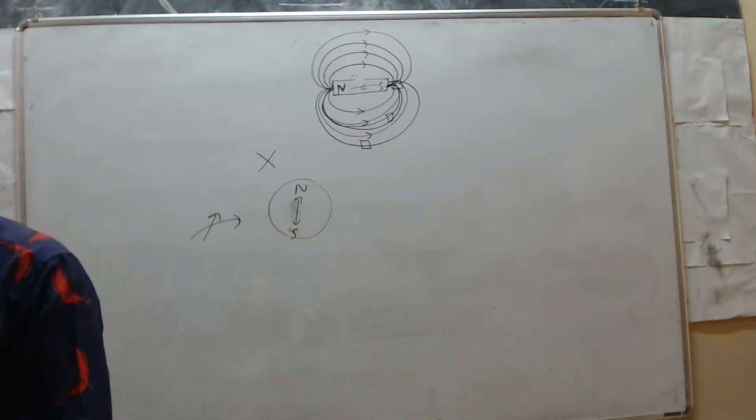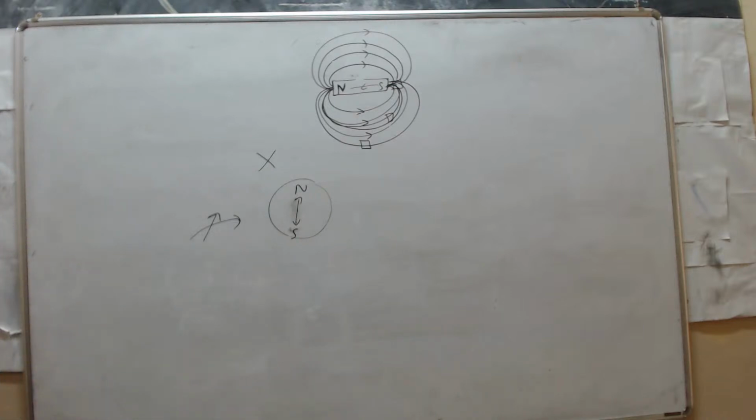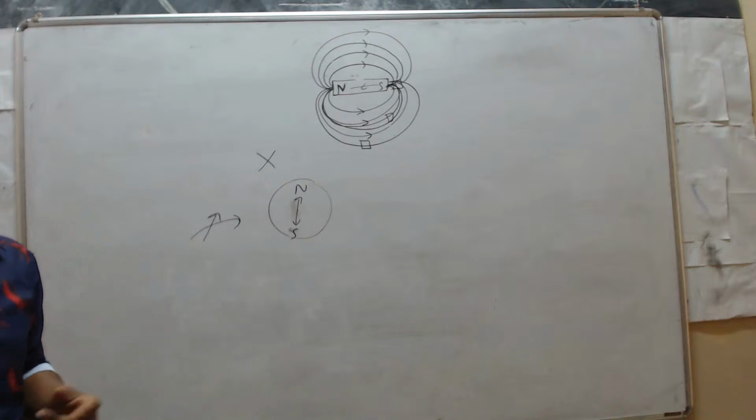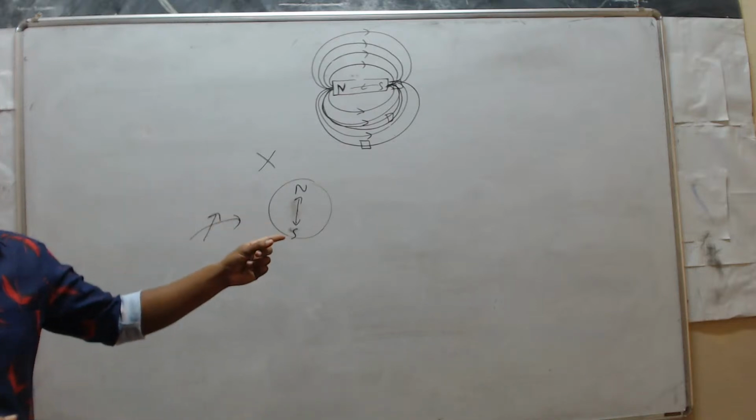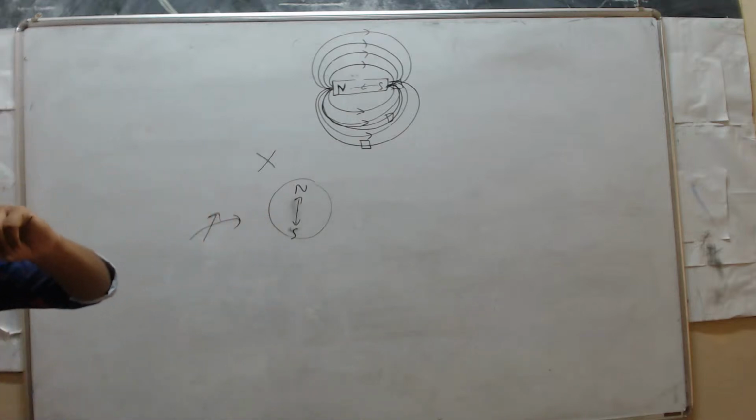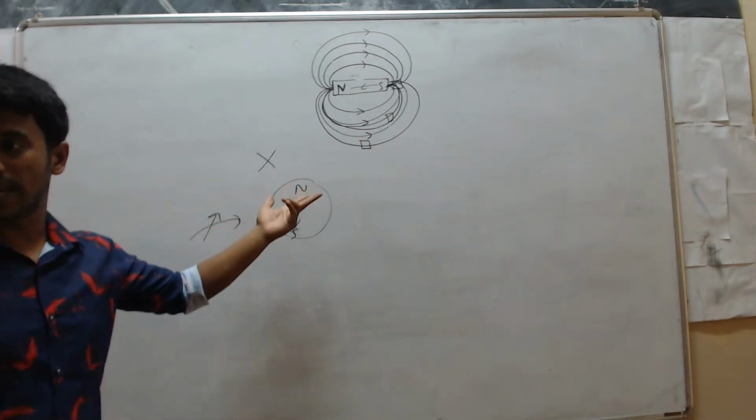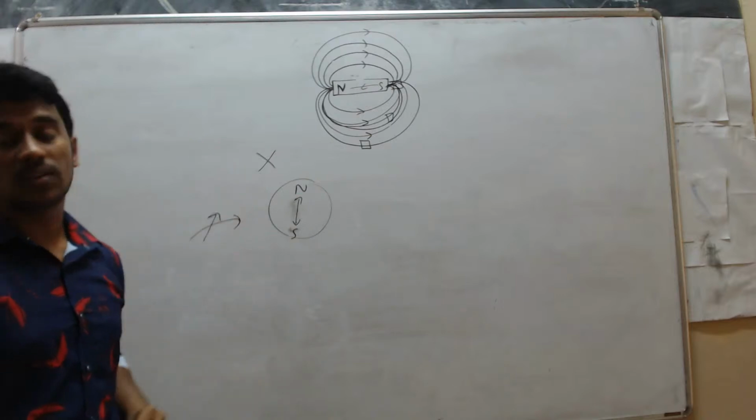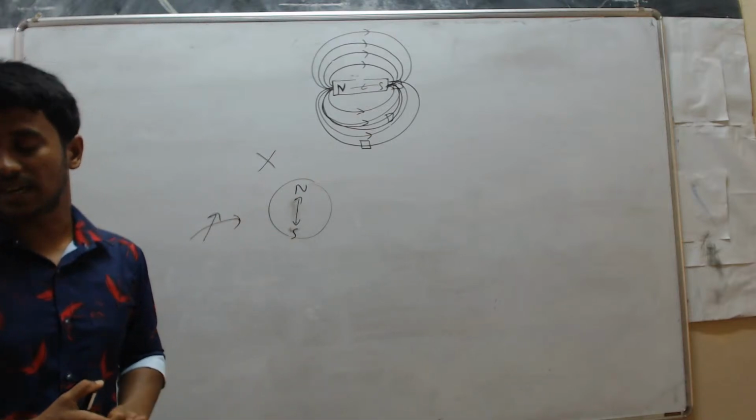Clear? Magnetic field lines do not intersect each other. This is because if you place the magnetic compass at the point of intersection, it will orient itself only in one direction and not in two directions. Suppose if you place a compass here, it can show only one direction, not two directions. So that's why the magnetic field lines will never intersect.